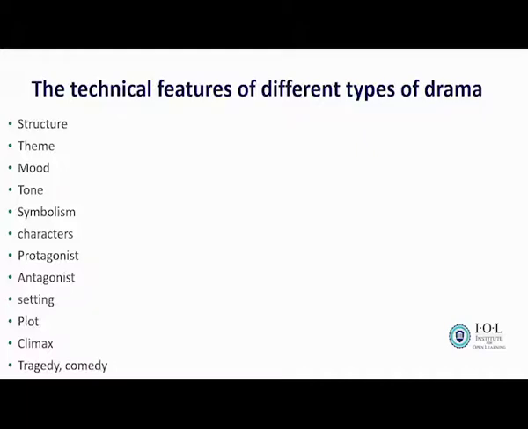And then we have the different technical features that you find in all different types of dramas, which are structure, how the story is made up. Then we have theme, which is the main idea of what the story is all about, and the mood, the feeling that this story arouses in the reader, how this story makes you feel. And then also know about the different characters, such as the protagonist and the antagonist, and the different parts of drama, such as the plot and the climax, and when we talk about the form of tragedy or comedy as a type of drama, what exactly we are talking about.